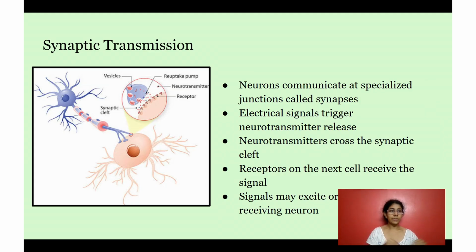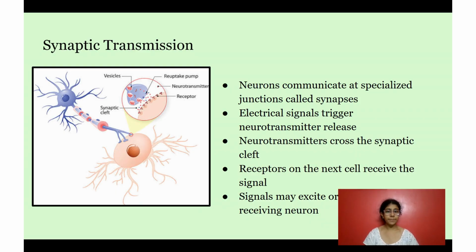Now, we stated that the neurons talk through electrical and chemical signals. The chemical part of this process occurs at the junction between the axon terminals of one neuron and the dendrites of another neuron. This junction is called the synapse, or the synaptic junction. Electrical signals trigger neurotransmitter release in the axon terminals, and these neurotransmitters cross the synaptic cleft into the dendrites of the next cell. The receptors on the dendrites of the next cell then receive this signal.